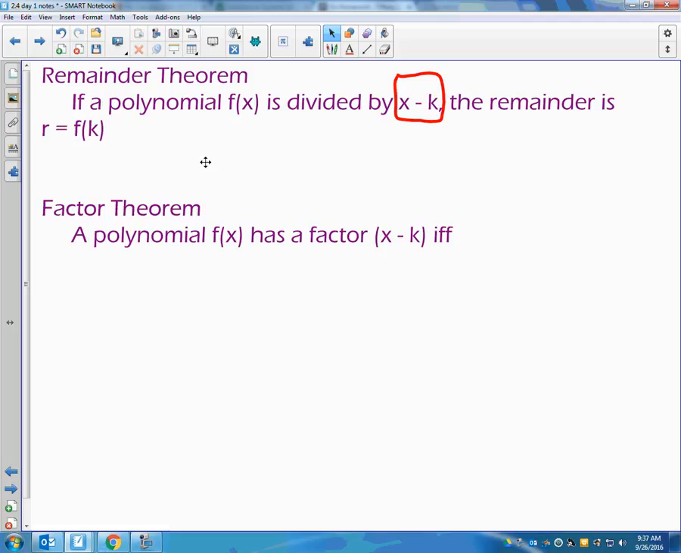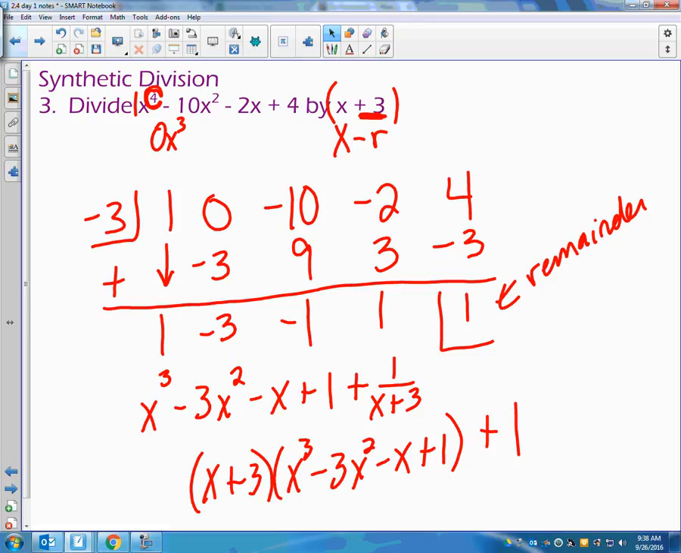So let's go back to the last example that we did, this one. What would k be in this problem? -3. If you would have done f of -3, if you just plug that in here, which is really nice with the calculator, right? Guess what you're going to get? The remainder, which happens to be 1.